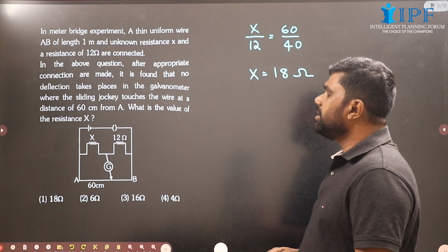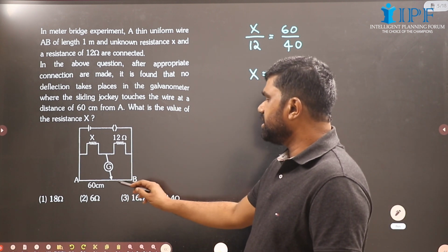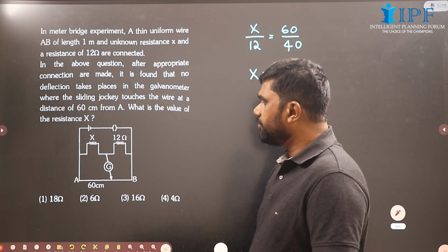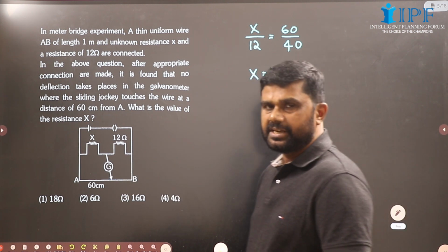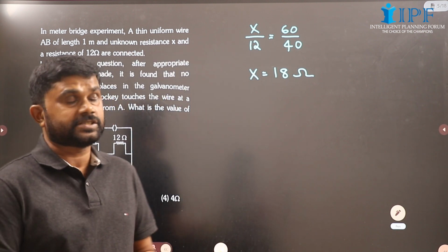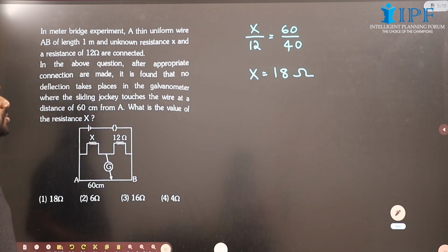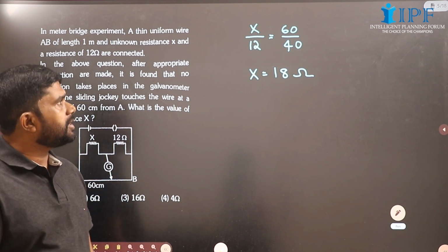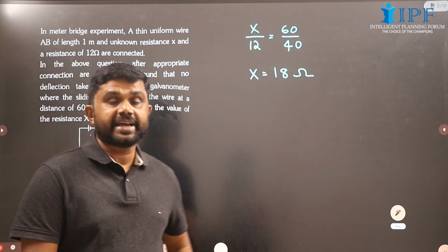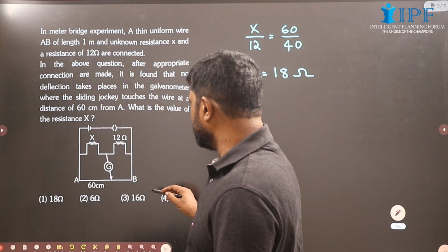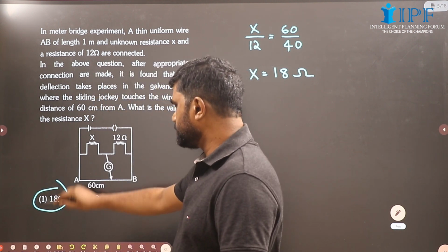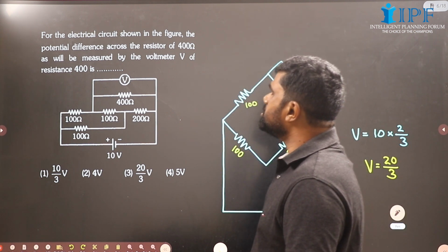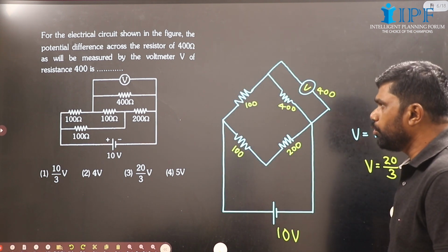Okay, now here we have, see, this is 60 cm, so this will be 40 cm because the total length of the wire is 100 cm. That's why it's being called a meter bridge. Okay, so X divided by 12 must be equal to 60 by 40, or it is 3 by 2. So we will get X equal to 18 ohms. This one.